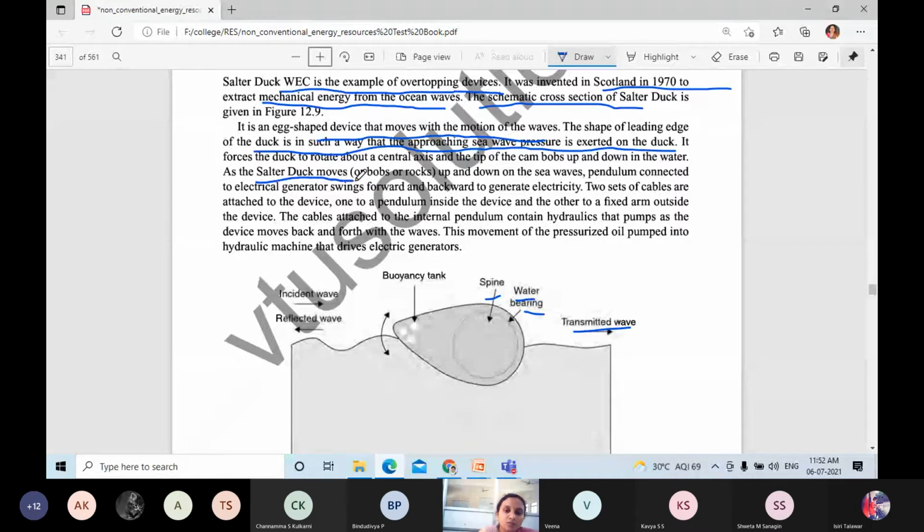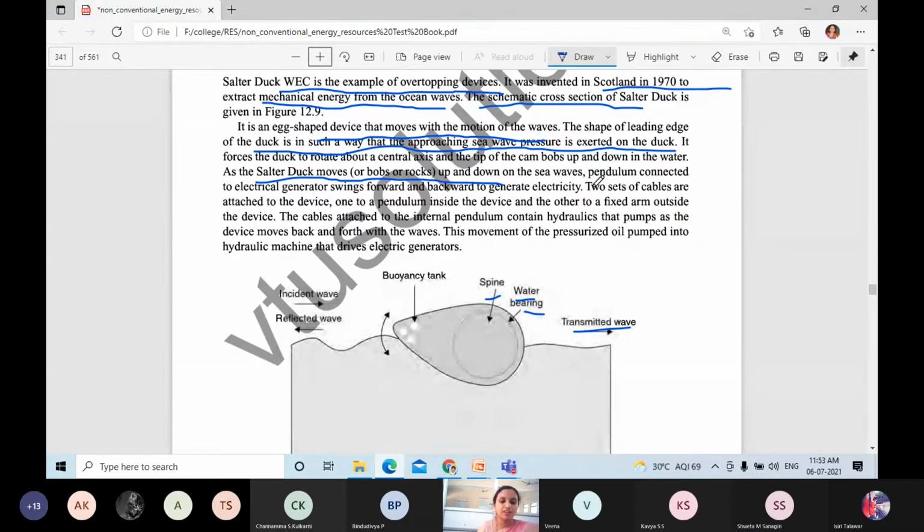As the Salter's duct moves up and down on the sea waves, a pendulum is connected to an electric generator. As the duct moves up and down, it is connected to a pendulum. As the Salter's duct moves up and down on the sea waves, the pendulum, connected to an electric generator, will swing forward and backward to generate electricity.